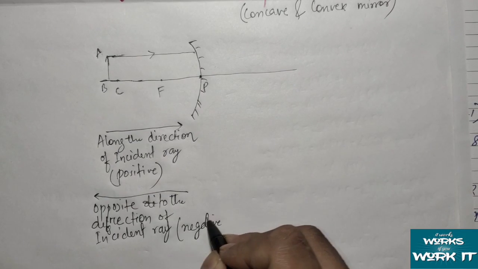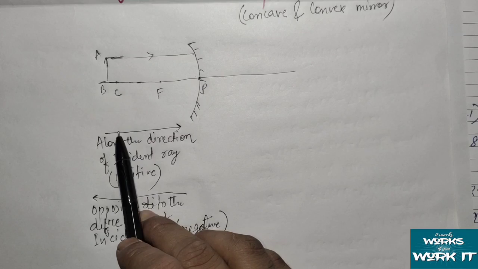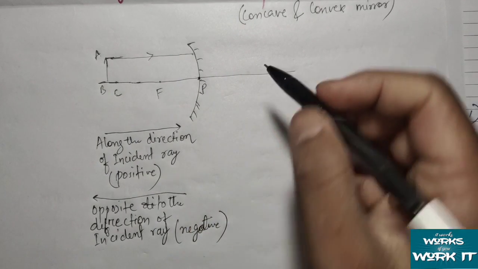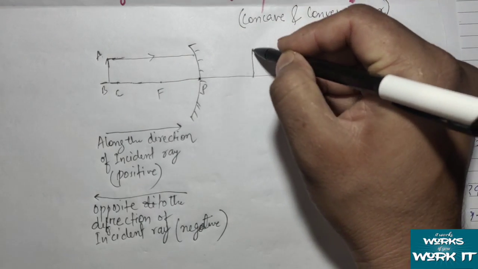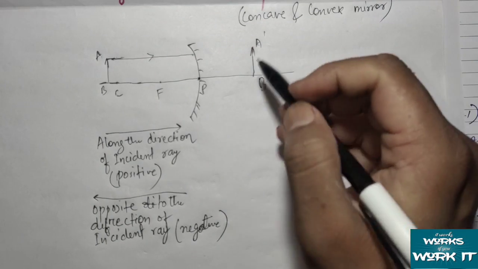Negative sign will be there. But if I have to measure along the direction of the incident ray, suppose some image has formed here, suppose A dash and B dash.